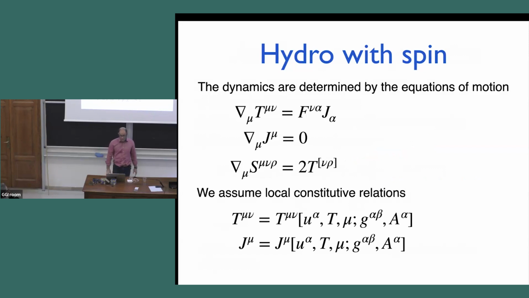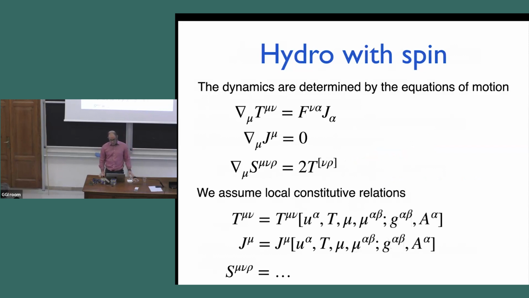Okay. So this is what we have for hydrodynamics without spin. We have 5 hydrodynamic variables for 5 equations. We want to add the spin current. We want to add constitutive relations for the spin current. So first thing we need to do is add more degrees of freedom so that we have the same number of degrees of freedom as equations.